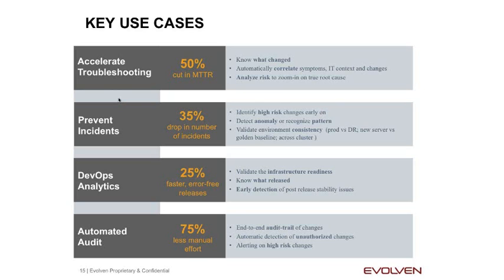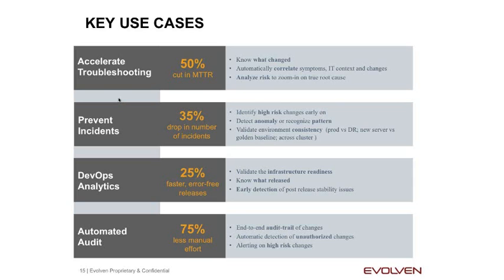The last two use cases I want to mention are around DevOps analytics and automated audit. These are other places that Evolven can be used to ensure that the infrastructure is ready. You can, for example, make sure that your pre-prod environment is at the same level as your production environment and vice versa. We have customers that are maintaining multiple environments in pre-production, production and disaster recovery, and it's a challenge to keep all of these in sync. So being able to apply analytics and compare these is very critical to them.